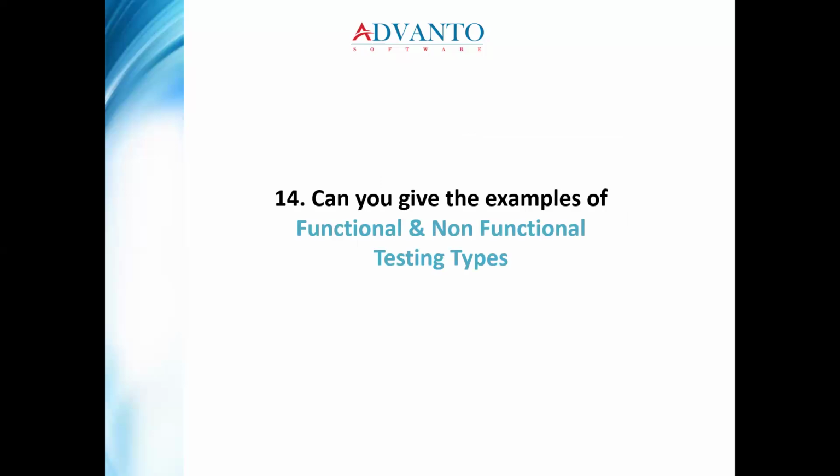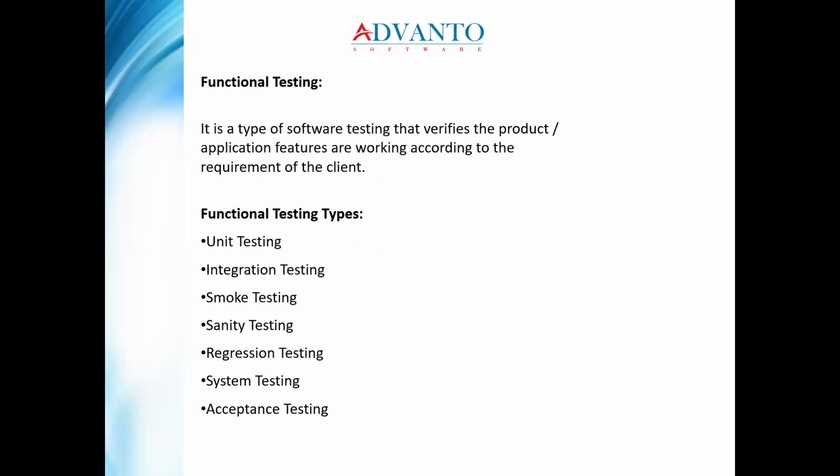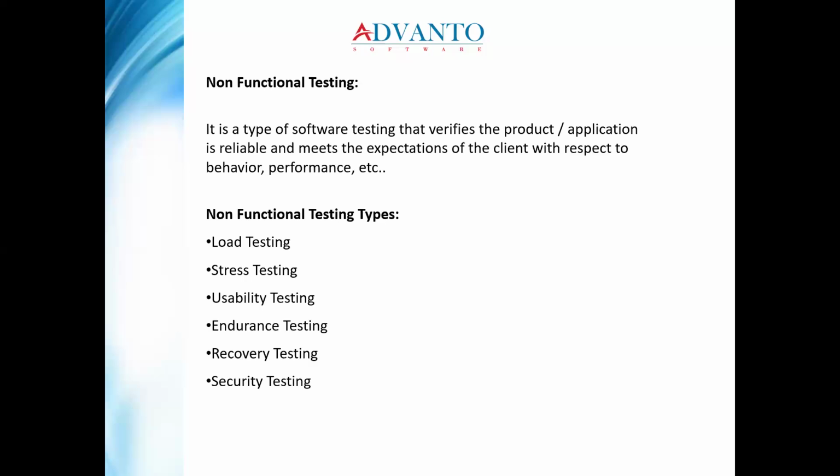Next question, can you give examples of functional and non-functional testing types? Functional testing is a type of software testing that verifies the product or application features are working according to the requirements of the client. Functional testing types are as follows. The first one is unit testing, second is integration testing, third is smoke testing, fourth is sanity testing, next regression testing, next system testing, and last acceptance testing.